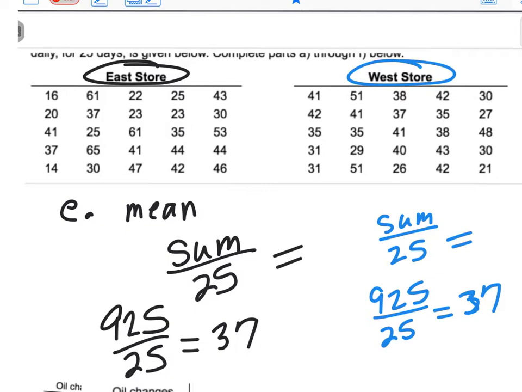So you should have something, I know it gives you those little drop-down boxes to pick. So it asks you to find the mean for each store. In that drop-down box, you should have typed in 37, which means that these values are consistent with your answer in part C. We thought that the histograms made it look like the mean was about the same, and in fact, we proved mathematically that they are.